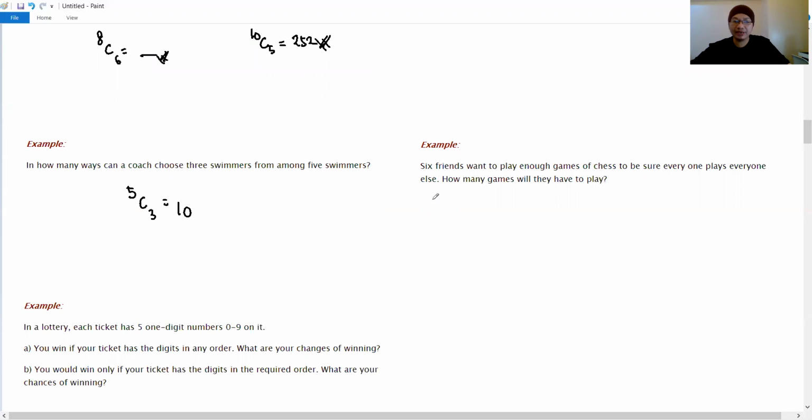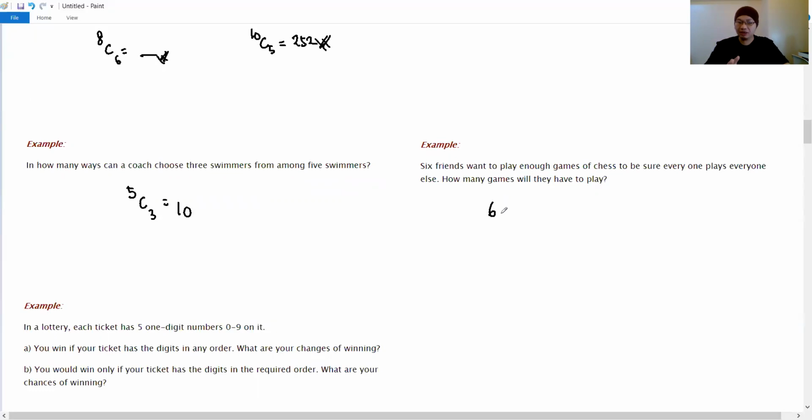6 friends want to play a game of chess, to be sure everyone plays everyone else. How many games will they have to play? Guys, what I understand about this question is we have 6 available students, and all of them want to play the chess games. They want to play fair and square. Every member gets a chance to play the games.